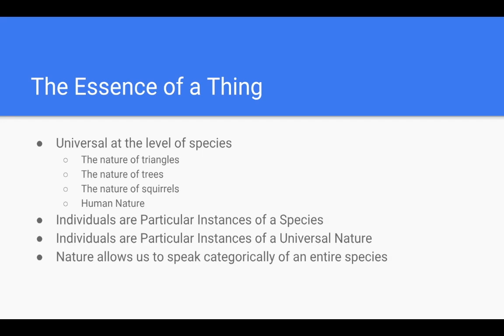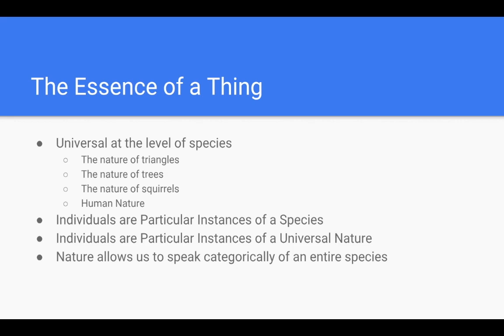Notice how when we talked about the nature of triangles, all triangles have three sides and inner angles that add up to 180 degrees. All trees have roots and trunks and branches. All squirrels have particular physical descriptions. All humans have particular capacities and functions. When we say these things, we're not speaking of all 7 billion humans or all however many billion or trillion squirrels or even more trees in the world.